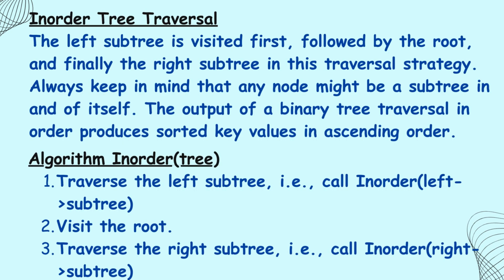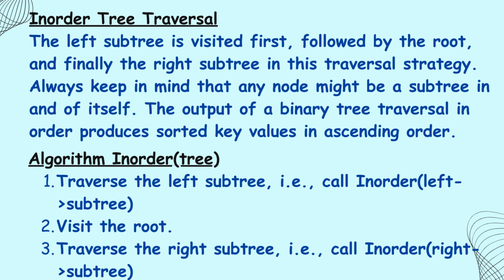In-order tree traversal. The left subtree is visited first, followed by the root, and finally the right subtree in this traversal strategy. Always keep in mind that any node might be a subtree in and of itself. The output of a binary tree traversal in order produces sorted key values in ascending order.